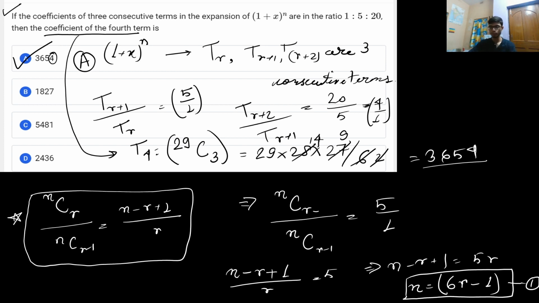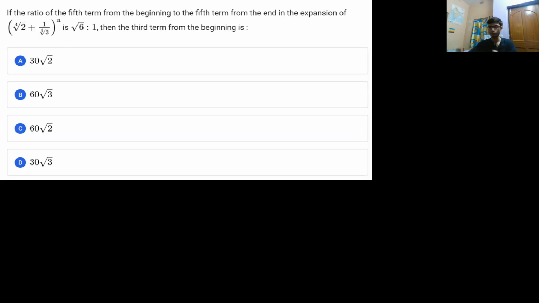So with this, let us move further and solve the third problem of today's important JEE Mains previous year questions. The third problem is again a very important type of question that keeps on repeating in different shifts. You can find these types of problems many times in the binomial theorem chapter from the JEE Mains examination point of view. If you read this problem, it says: if the ratio of the fifth term from the beginning to the fifth term from the end is root 6 to 1 for this binomial expansion, then what is the third term from the beginning?